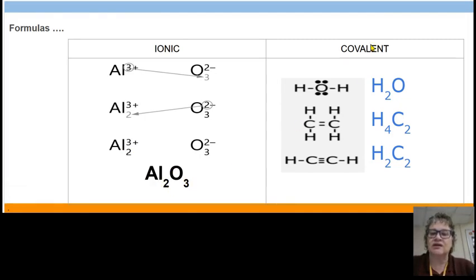For covalent, it's basically just how many of each atom there are. So in this case, we have 2 H's, H2, and 1 O. Here we have 4 H's, so H4, and 2 C's, C2. 2 H's and 2 C's.